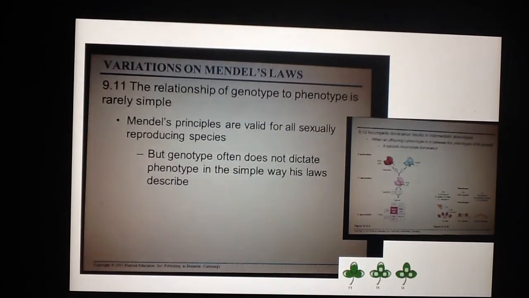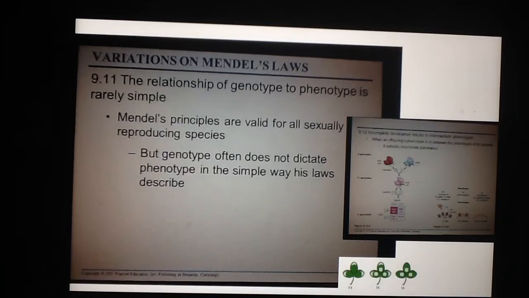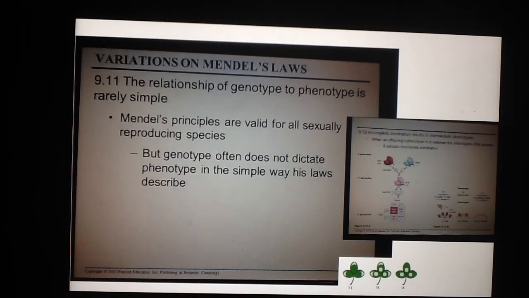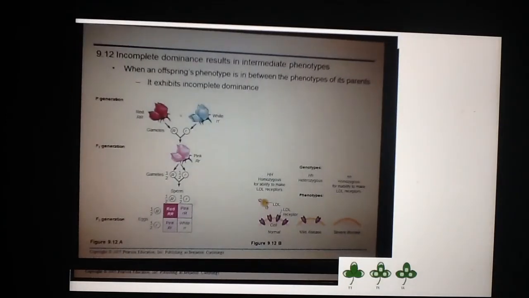With the idea that we're looking at what traits can be passed on, up to this point we've simply said dominant to recessive. However, the relationship between genotype and phenotype is rarely that simple. Oftentimes the genotype does not simply say, okay, it'll be this phenotype based on dominance, or this phenotype based on recessive. Some of the examples are things like incomplete dominance.